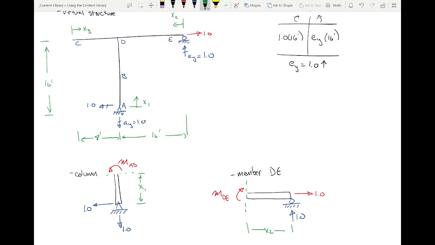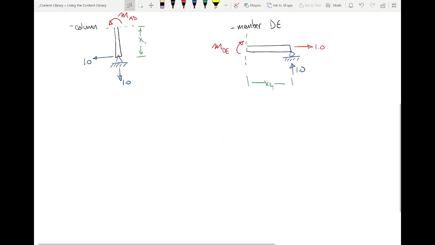Because I'm going from here to here. Oh, yeah, sorry. No, that's why we're doing this. Does this make sense? These are the virtual moment functions that fully define the structure. Does that make sense? All right.